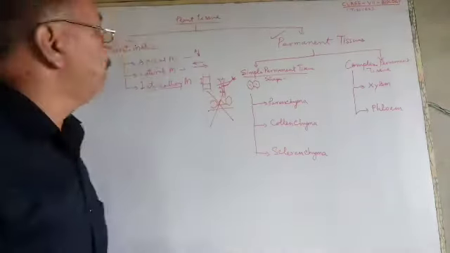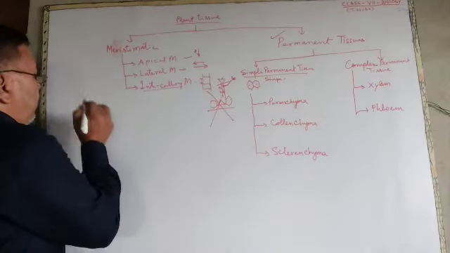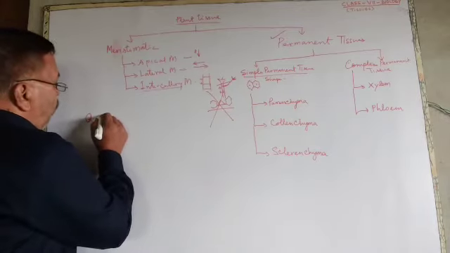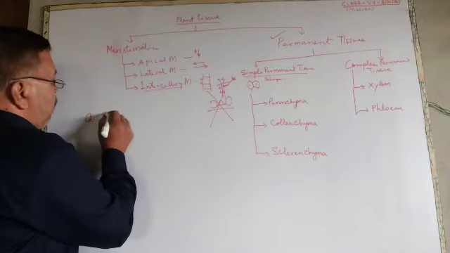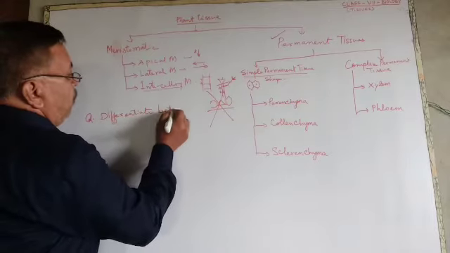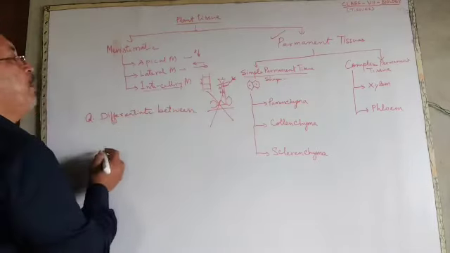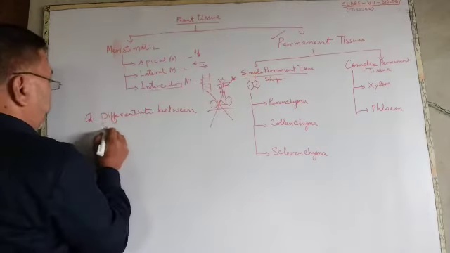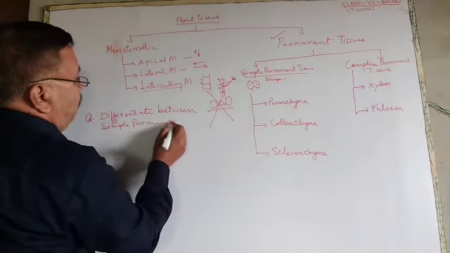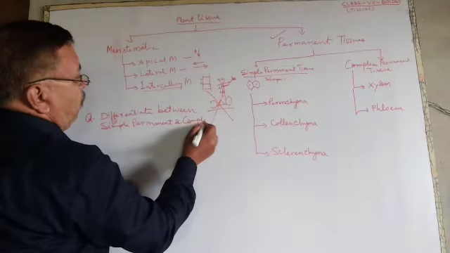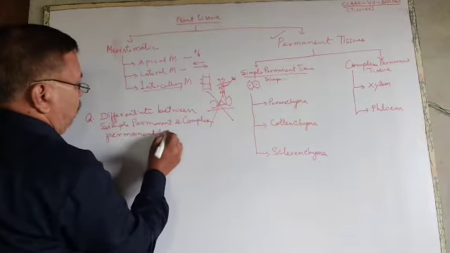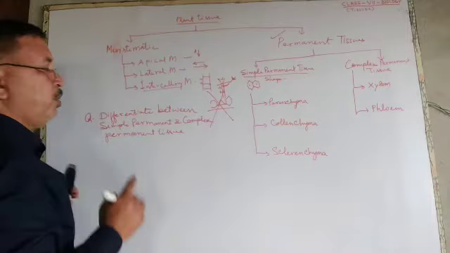Today's questions that you have to write. The first question you have to write is: differentiate between simple permanent and complex permanent tissue. Right, so this is the first question.